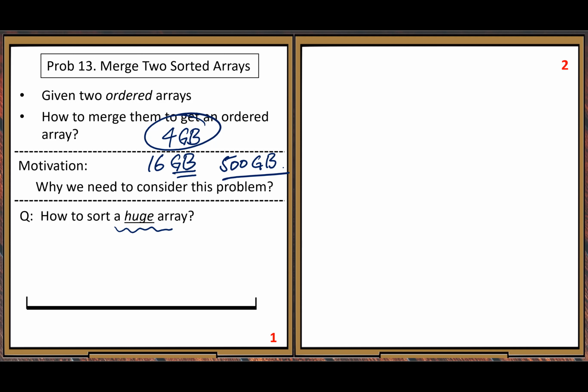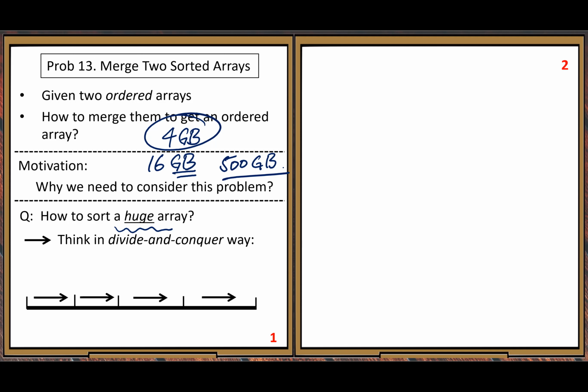Let me describe the way to do it. We use the divide and conquer way. We want to break this huge array into smaller pieces, like this, and each piece we can load into the main memory.